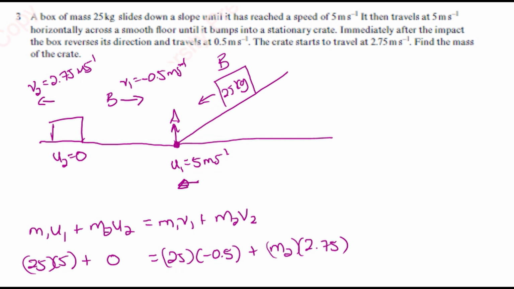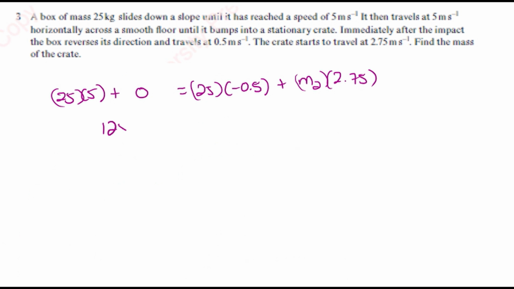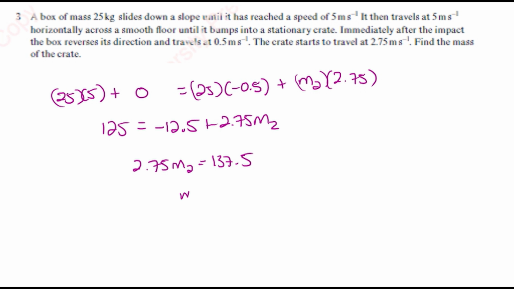2.75 meters per second. So 125 equals minus 12.5 plus 2.75 M2. So 2.75 M2 equals 137.5, and then the mass of the crate is 50 kgs.